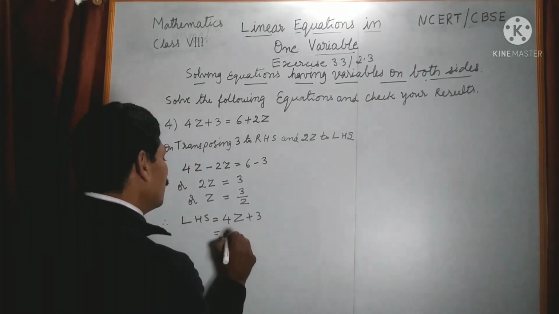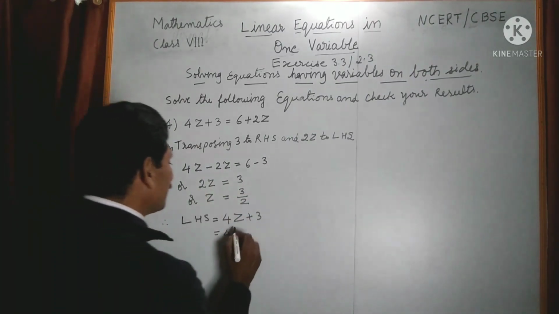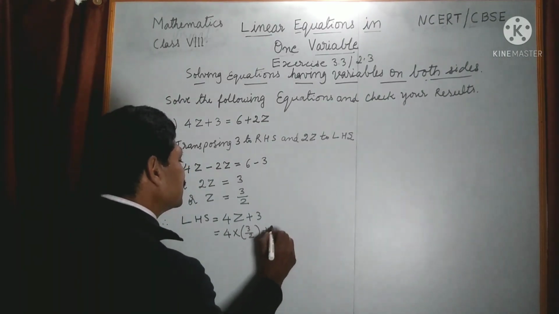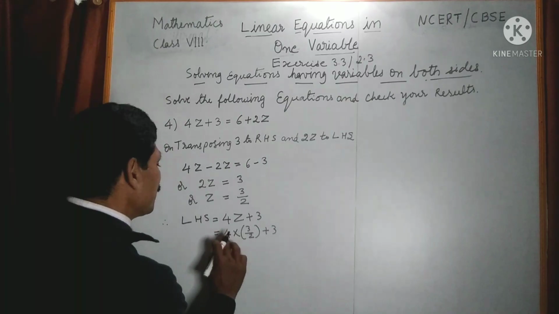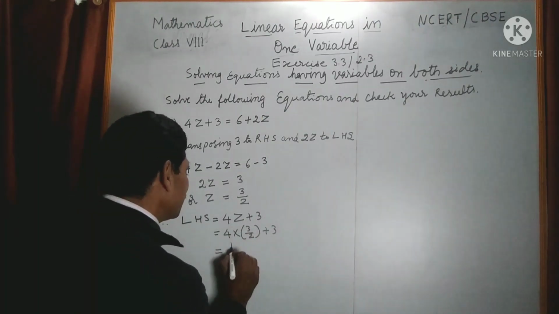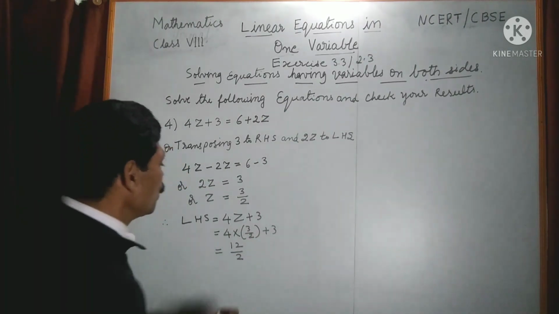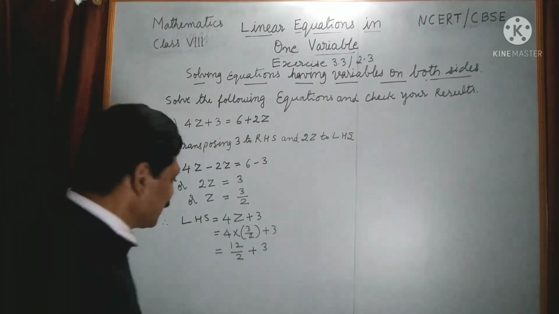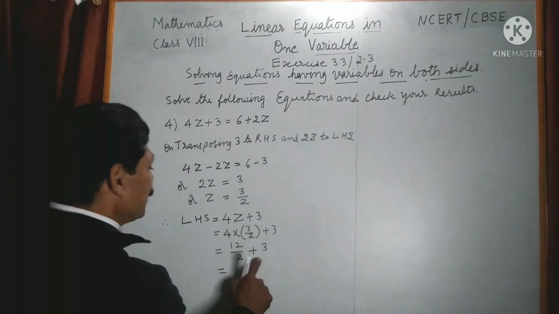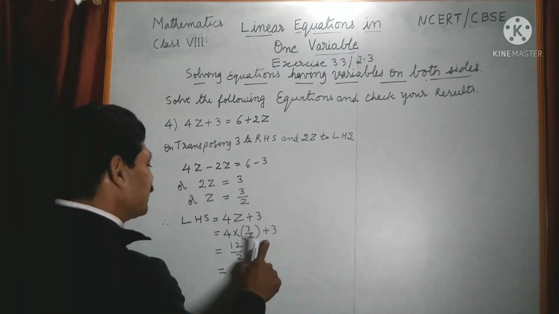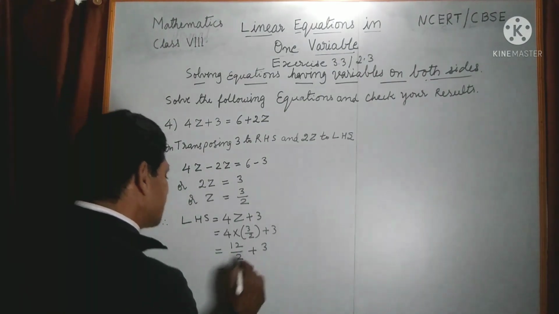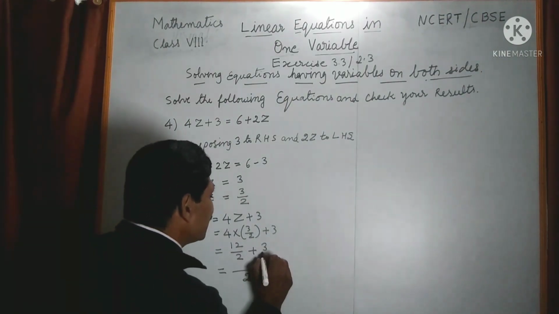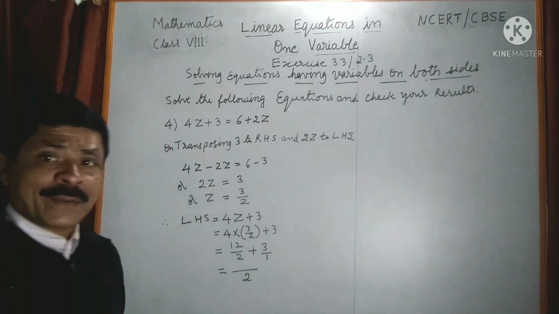This is equal to 4 into z, which is 3 by 2, plus 3. This is equal to 4 times 3 is 12 by 2 plus 3. This is equal to, now you think that 3 is nothing but 3 by 1. So the LCM is, take 2. Here we will write 3 is nothing but 3 by 1.